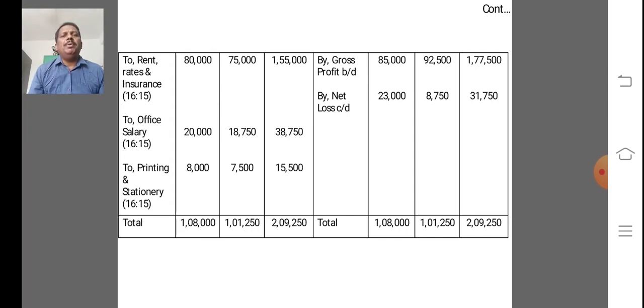Here in this problem, the debit side is more than the credit side. The debit side X department total is 1,08,000 and the difference on the credit side is 23,000 for X department, stated as net loss. And the debit side total of Y department is also high. Total is 1,01,250, but the credit side Y department total shows a shortage of 8,750. The shortage 8,750 is treated as net loss carried on. So the total net loss of the two departments X and Y is equal to 31,750.